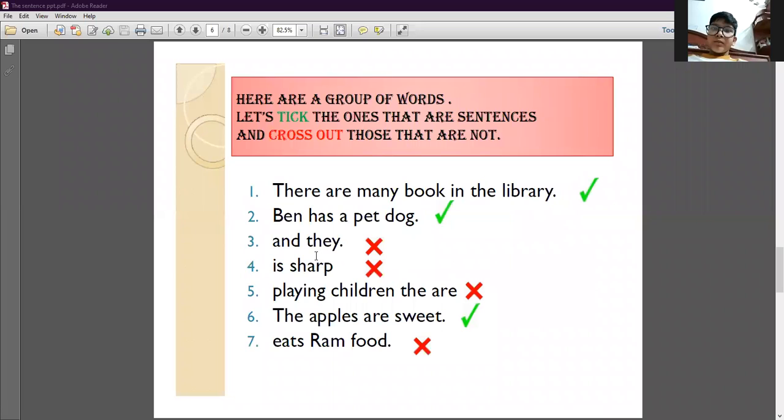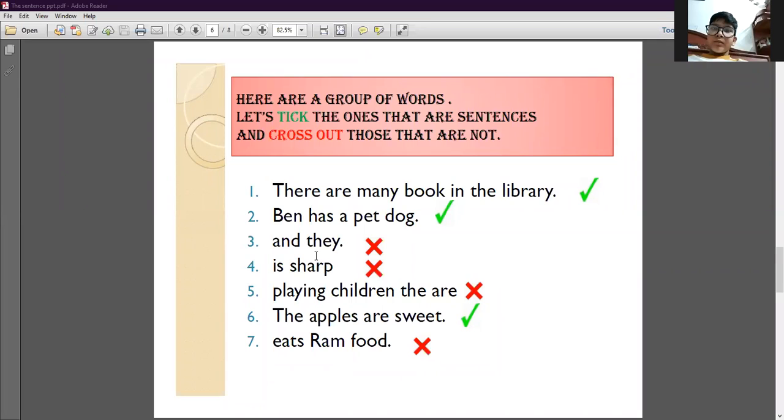Now, I'm giving you an exercise. Here are a group of words. Let's tick the ones that are sentences. Okay? Here a group of words is given. We have to tick the ones that are sentences, and cross out the ones that are not sentences. Clear? Let's start, student. Now, number one is here.